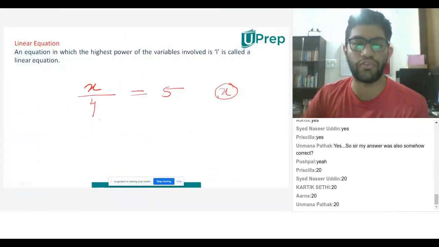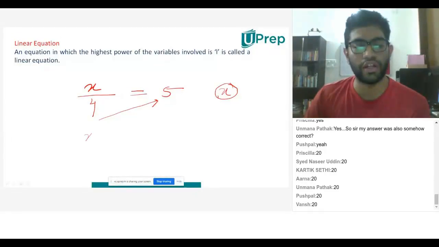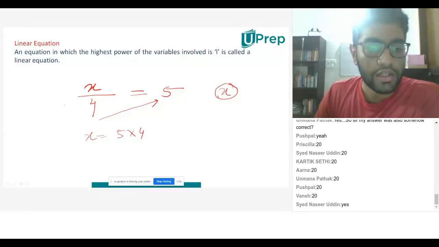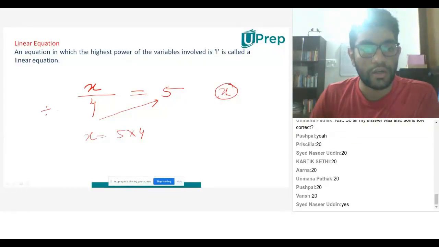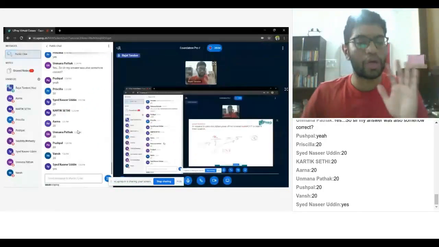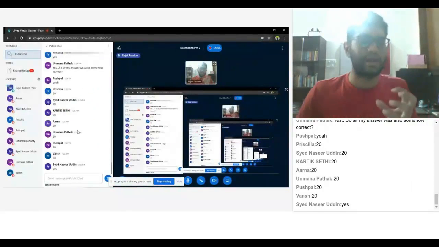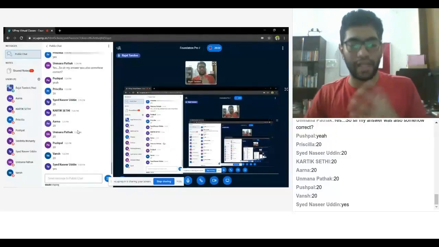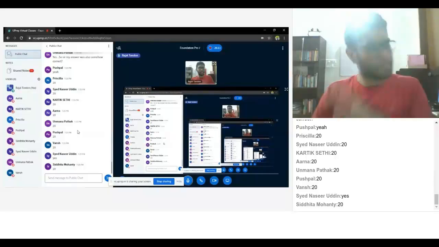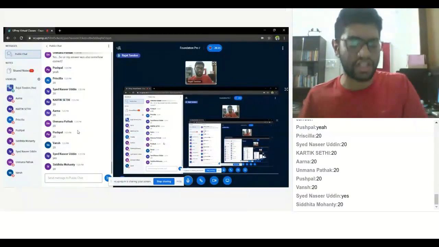What did you guys do? You simply sent 4 over here and wrote x equal to 5 into 4. Division changed to multiplication. This is what we all know. This is the last example I'm taking in order to tell you why the signs are changing. Answers are correct. Brilliant. All of you know the correct answer. Let's understand why.